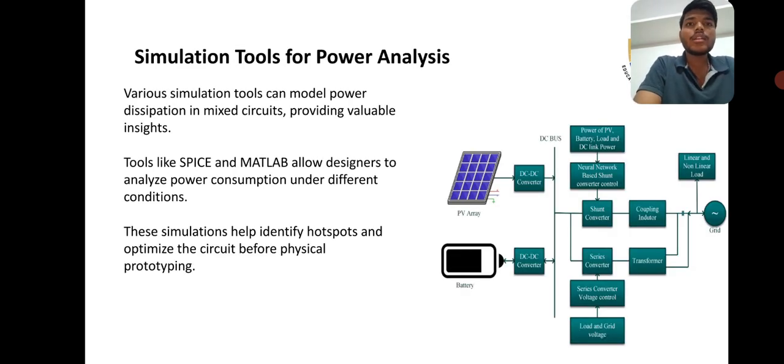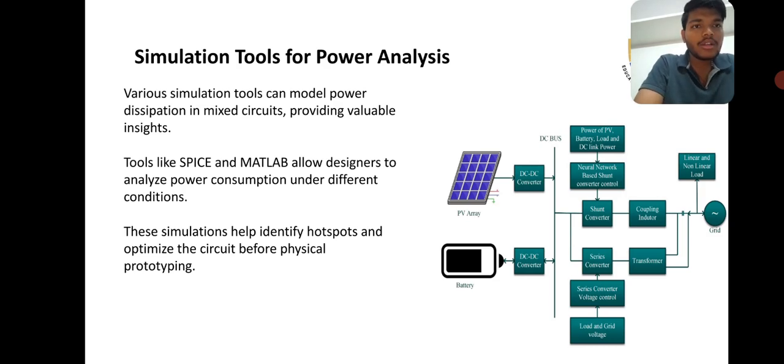Next is the simulation tools for power analysis. Various simulation tools can model power dissipation in mixed circuits, providing valuable insights. Tools like SPICE and MATLAB allow designers to analyze power consumption under different conditions. These simulations help identify hotspots and optimize the circuit before physical prototyping.